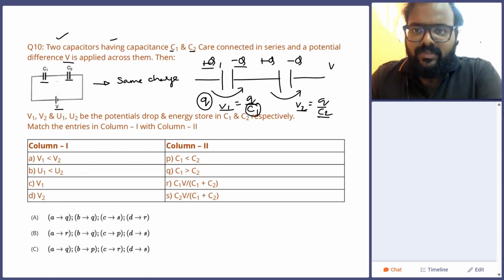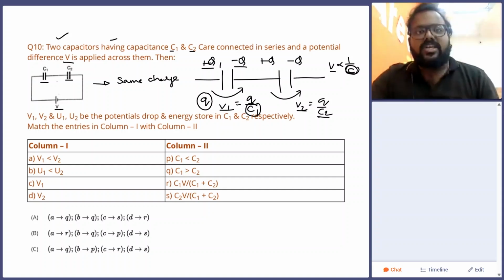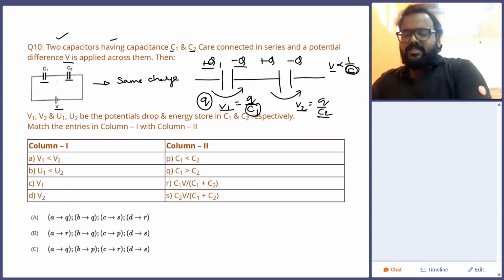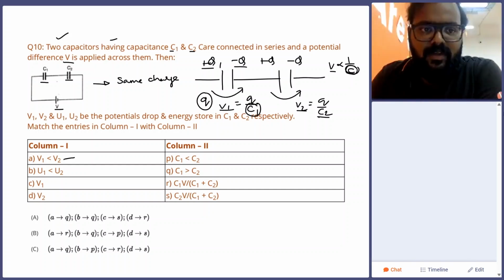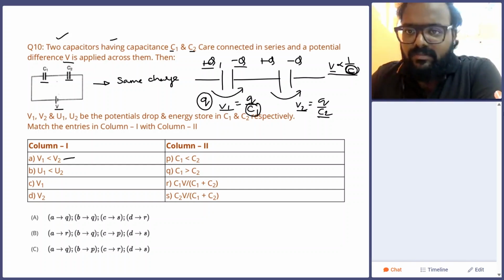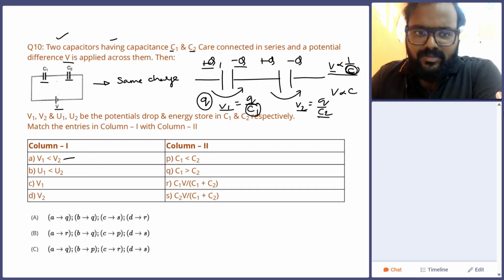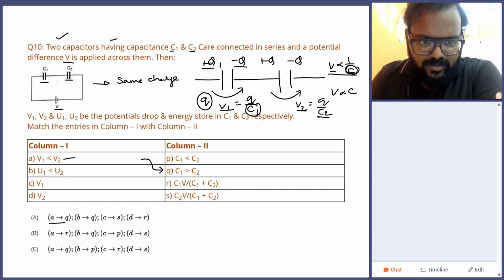So V is inversely proportional. What it means is, if the capacitance is less, you need more potential difference to actually charge it for the same amount of charge. That's the whole point. Now let's go to what they're asking. If V1 is less than V2, and V is inversely proportional to C, then C1 should be greater than C2. So it is Q, this or this.